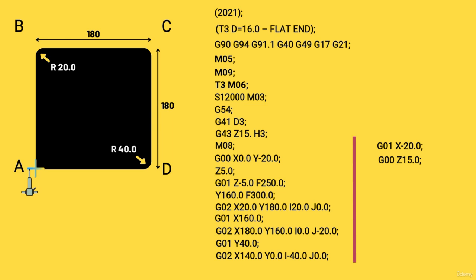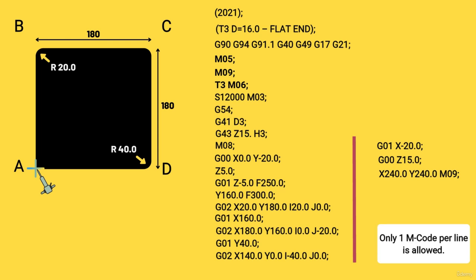Now G00 code is still active and we can now move our cutter back to its home position. Remember, this is the machine's home position we are talking about. So it would be x is equal to 240 and y is equal to 240. We can also add M09 to turn off the coolant. When we are writing M code in the program, we can only write one M code per line. So to turn off the cutter, we will write M05 in the next line.